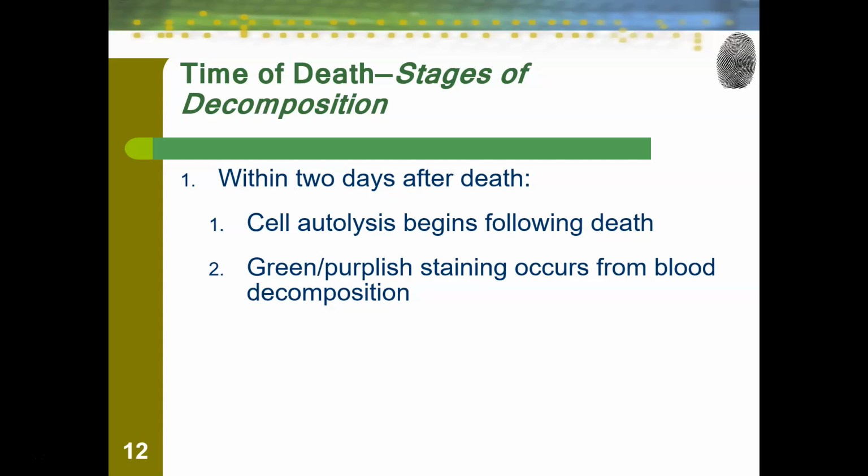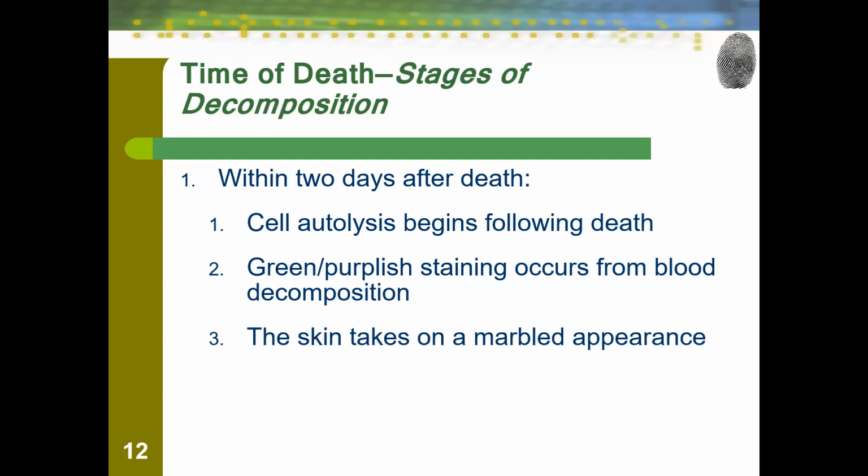Green purplish staining occurs from blood decomposition. And the skin is going to take on a marbled appearance where all of the veins start to look very large and purpley, kind of like the gray swirls in a marble countertop. The face also becomes discolored. Since the face has the least amount of muscle or fat in it, it's going to be the first to show very significant signs of decomp.